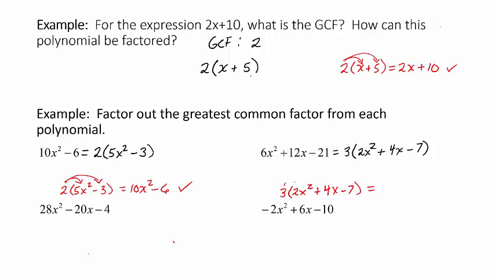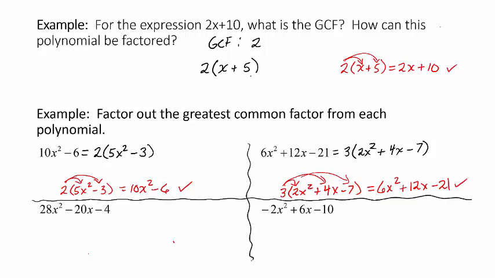When we check this out, if we do the distribution here, we have to multiply that 3 times all of these terms, yes? Okay, so 3 times 2x squared is 6x squared. 3 times 4x is 12x. And 3 times minus 7 is minus 21, right? So we get the same polynomial that we started with.